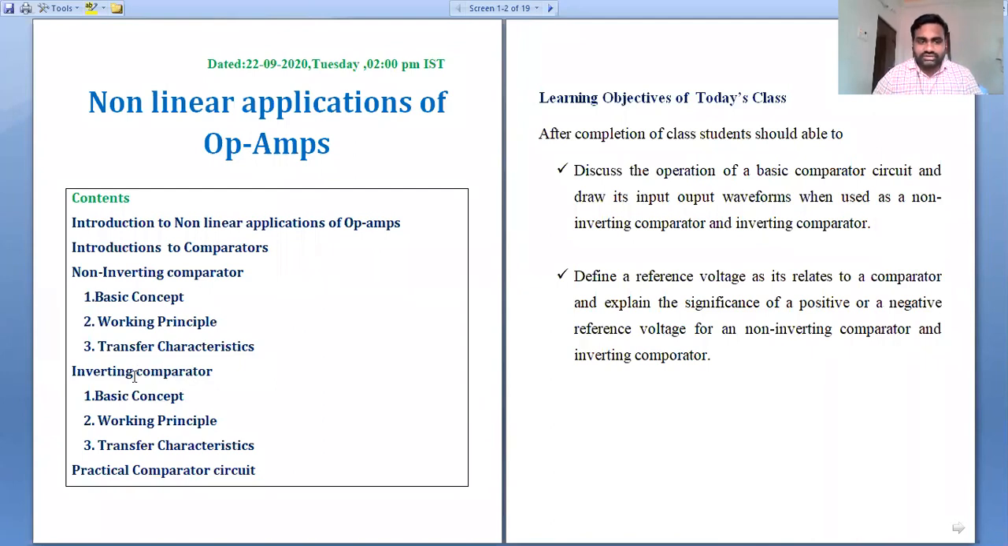And next we will discuss inverting comparator, and we will see the basic concept of construction and configuration of inverting comparator. Next we will discuss the working principle of inverting comparator. Next we will see the transfer characteristics, and at last we will see what is the practical comparator circuit.